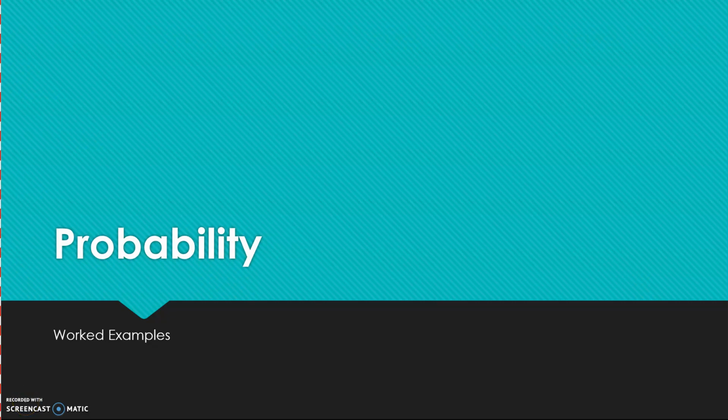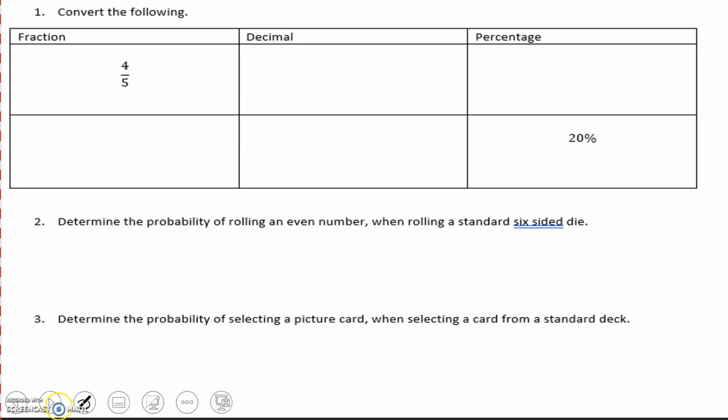This video is going to go through some worked examples for probability. So our first worked example is being able to convert between fractions, decimals, and percentages. Our first example here, we're converting from the fraction 4/5 to a decimal. So what I need to do is divide 4 by 5.